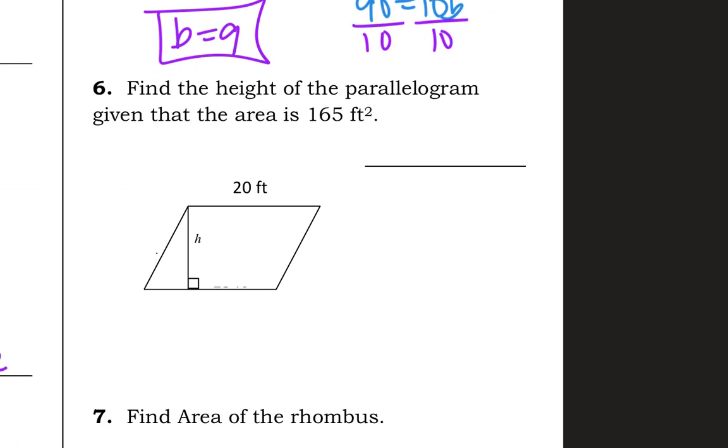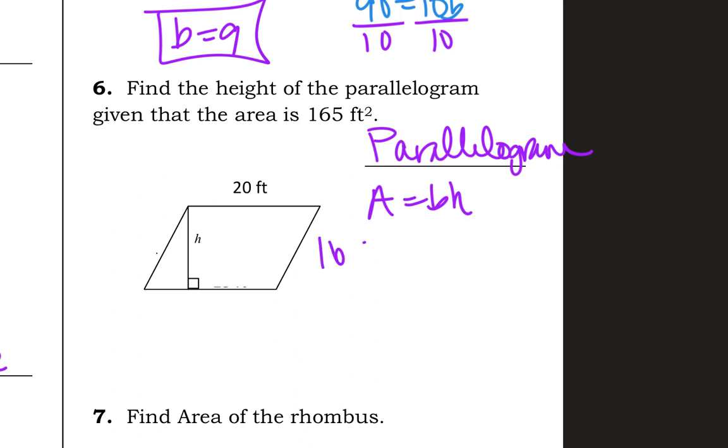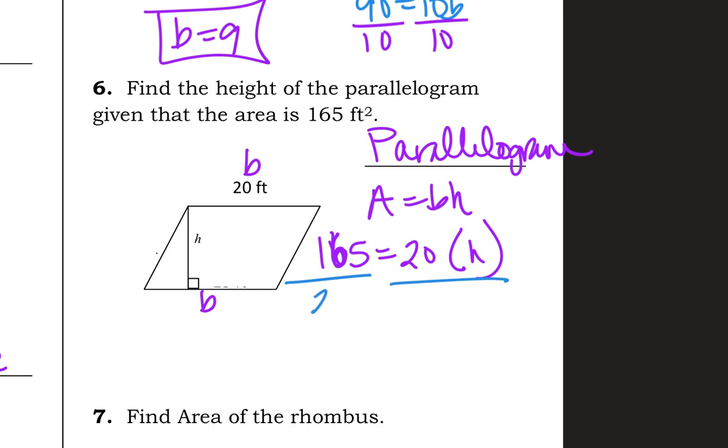All right, let's look at 6. 6 is a parallelogram. So because it's a parallelogram, our formula calls for base times height. Our area is 165, and our base is down here. So also up here, our base is 20, and our height is h. So if this is 165 equals 20h, what would be the opposite of multiplying? Dividing. So our height comes out to be 8.25.